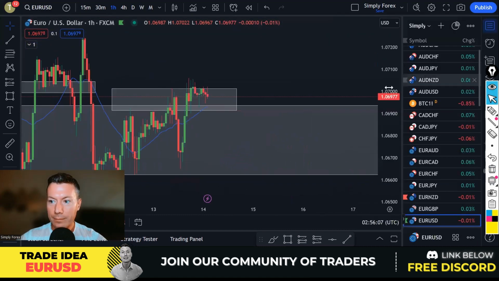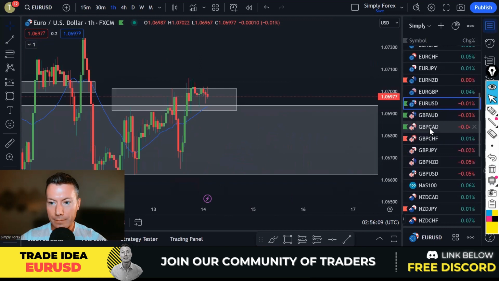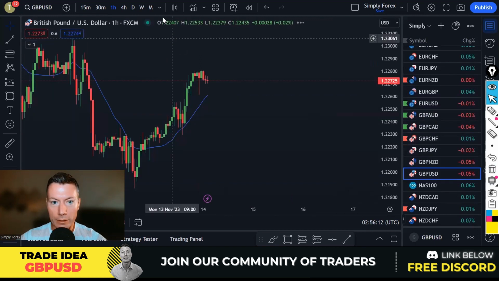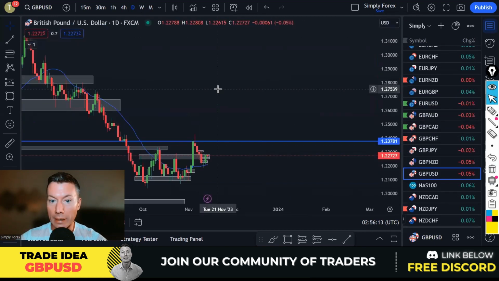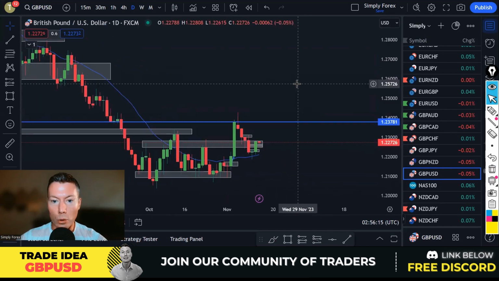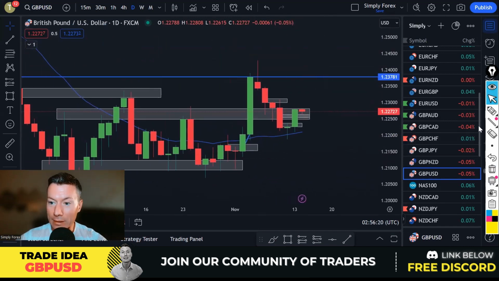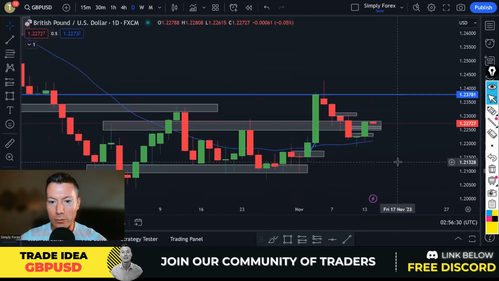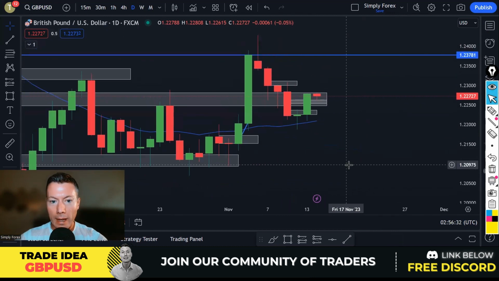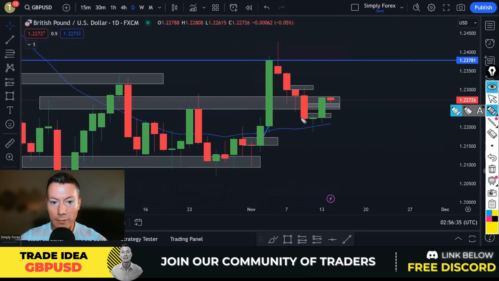The next one is pound US dollar. And on the day chart, this has had a more bullish candle. So potentially we even like this more. I mean, look at this bullish candle compared to the euro US dollar's bullish candle. This is more bullish. So we like pound US dollar as well. And again, very simple scenario, similar to euro US dollar.